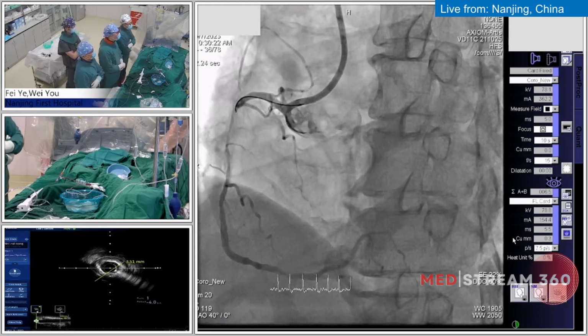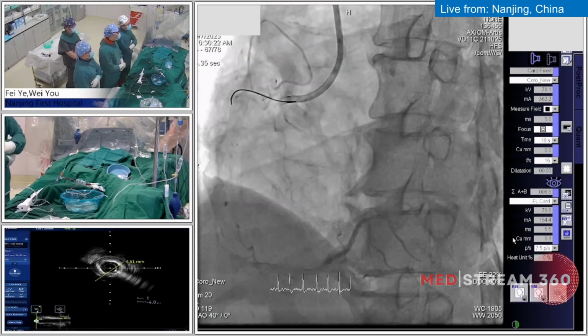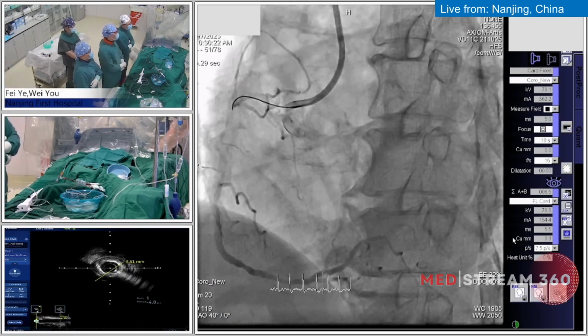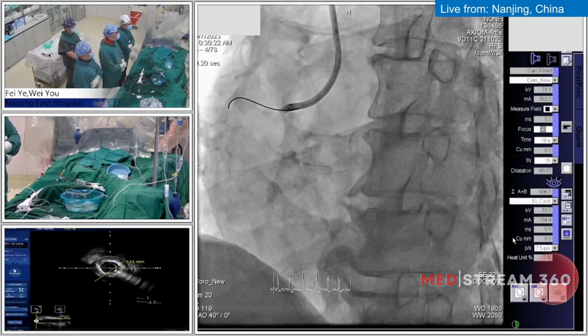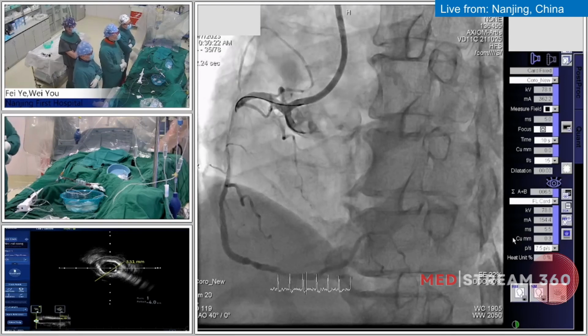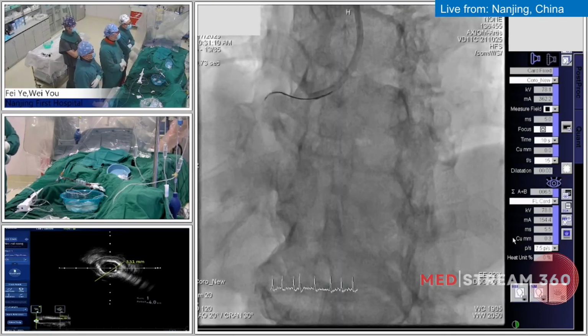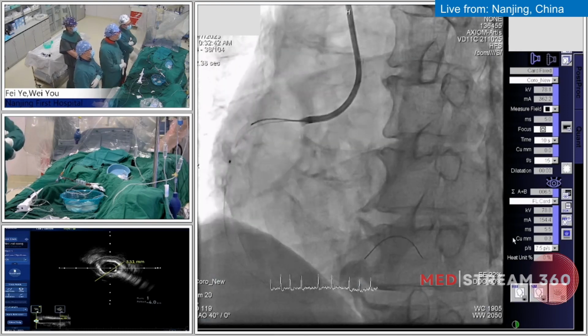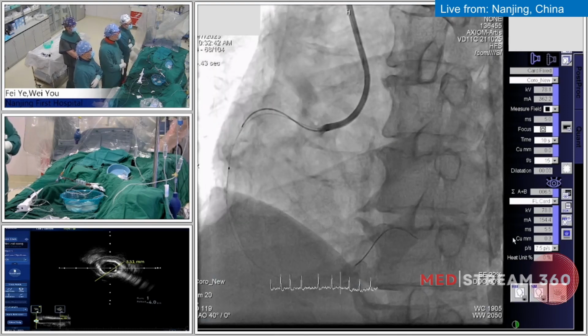We just use the transradial approach, and the 7 French guiding catheter is the SAL 0.75, and it runs through wire. The wire very easily goes to the distal ICA, but you can see the IVUS.